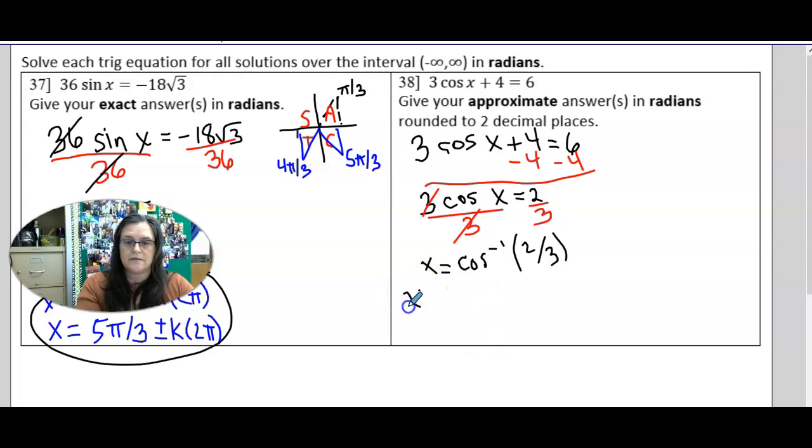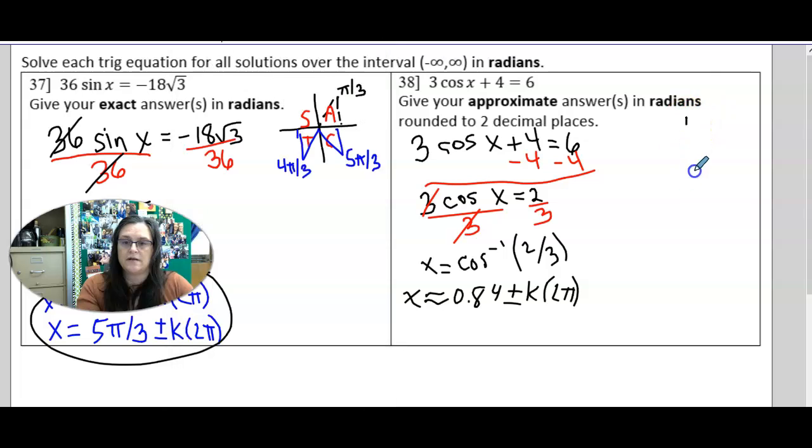So x is approximately equal to 0.84 plus or minus k times the period in radians, and for cosine that's 2 pi. And that would represent our solutions that have their terminal side in quadrant 1. That's a terrible looking 8. Let's see if I can fix that. There we go.